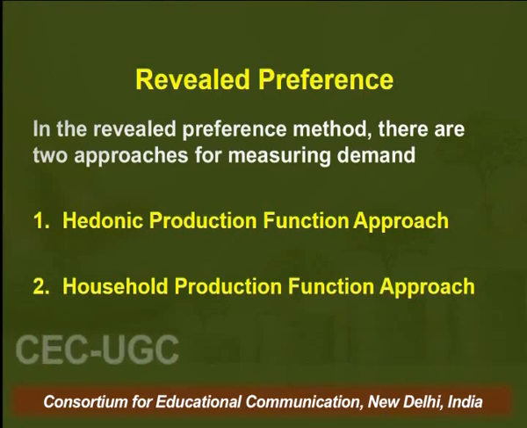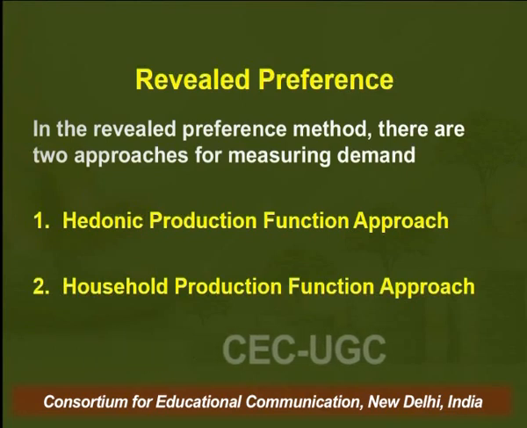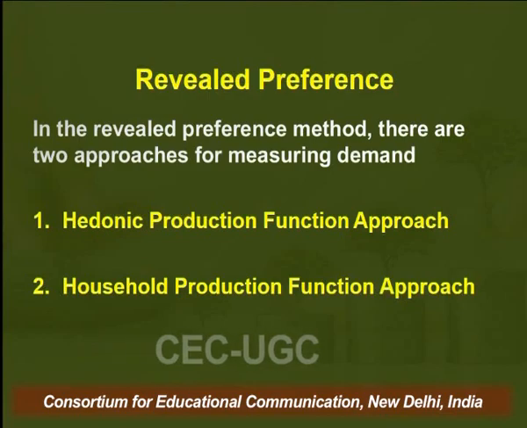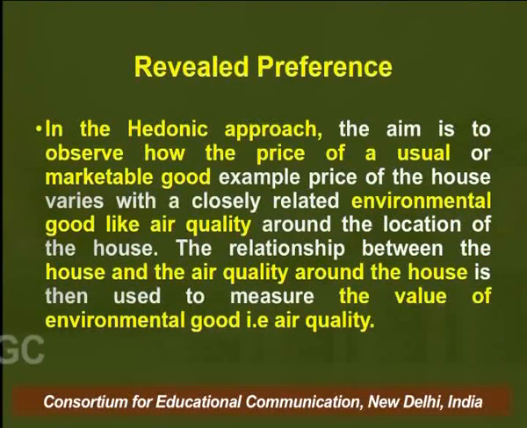So we'll start with the revealed preference theory. In the revealed preference theory, we have two ways of measuring. One is the hedonic production function approach, and the other is the household production function approach. The hedonic function approach aims to observe how the price of a usual marketable good, for example the price of a house, varies with a closely related environmental good like air quality around the location of the house. The relationship between the house and the air quality around that house is then used to measure the value of the environmental good, that is air quality.